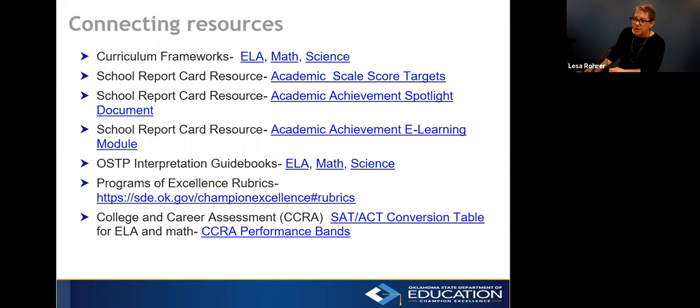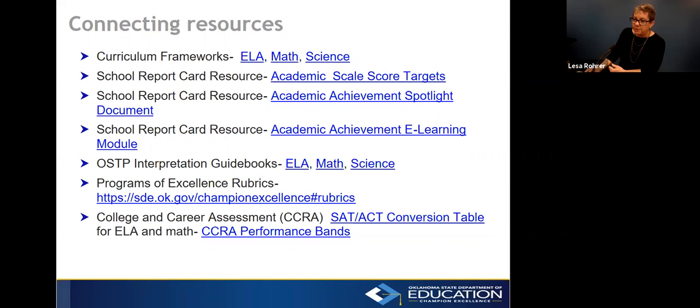The Spotlight documents give you information about how each indicator has been calculated. The e-learning modules walk you through a calculation. If you're wanting help with interpreting your scores on the OSDP, we have interpretation guidebooks for ELA, math, and science. The programs of excellence rubrics are a good place to think about your instruction.